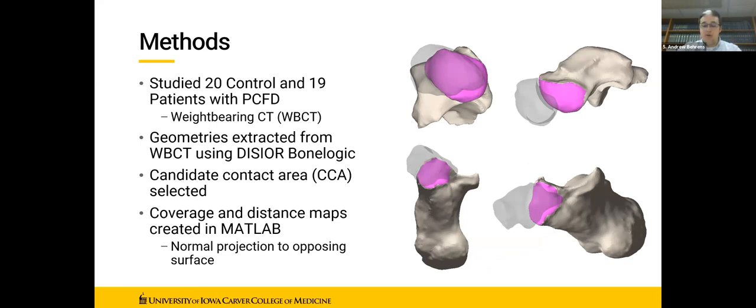Candidate contact area, shown in pink, was selected on the STLs using Geomagic DesignX. Coverage and distance maps were created in MATLAB by projecting the surface normals from opposing STL meshes created from the candidate contact area selections. Uncoverage of the joint provides an objective means of detecting subluxation.